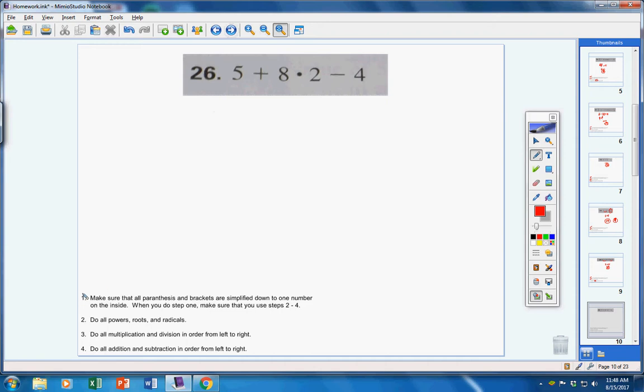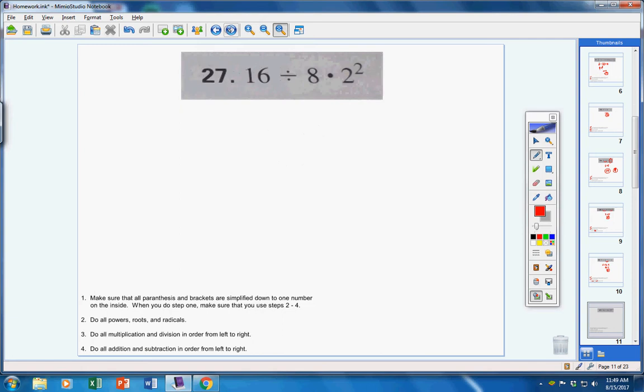Number 26. There are no parentheses or brackets. There are no powers or roots. Do all multiplication and division. So let's see. I have no division. I have one multiplication problem. So 5 plus 16 minus 4. 5 plus 16 is 21 minus 4, which is 17. Alright, moving on.